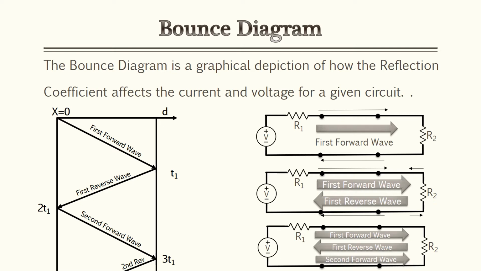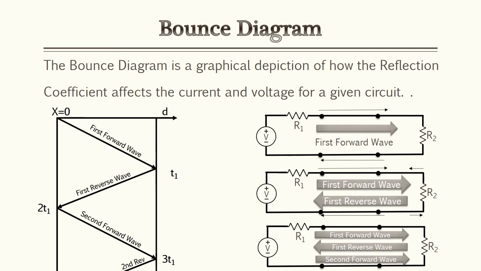The bounce diagram is a graphical depiction of how the reflection coefficient affects the current and the voltage. If you look at the illustration below, we have a first forward wave and a first reverse wave, and it's showing the signal being bounced back and forth until it's in its steady state condition. So by using this bounce diagram, you can determine what the voltage is based on where it's at in the timing of the circuit. Now, we're not going to go over the bounce diagram and how to calculate for this particular lesson just because of time and the details required. However, it will be done in a later video.